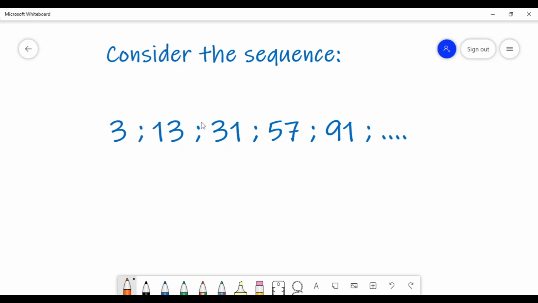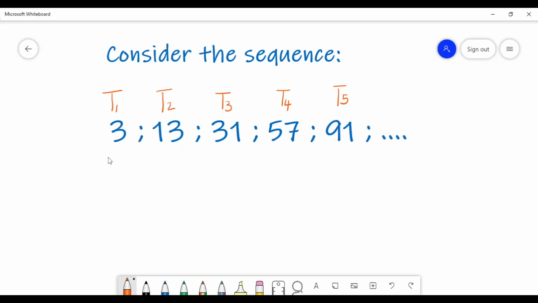If you're given a sequence like this where you have 3, 13, 31, 57 and 91, your 3 is your first term, your 13 is your second term, your 31 is your third term, your 57 is your fourth term, and your 91 is your fifth term.